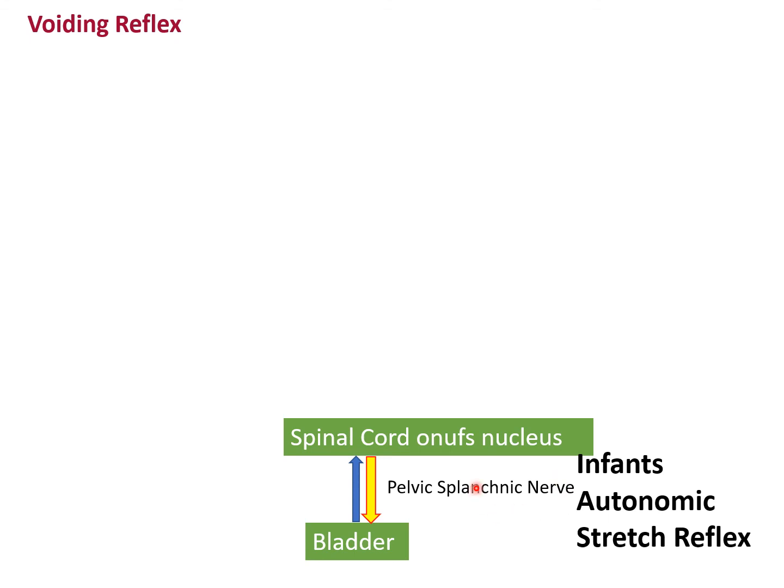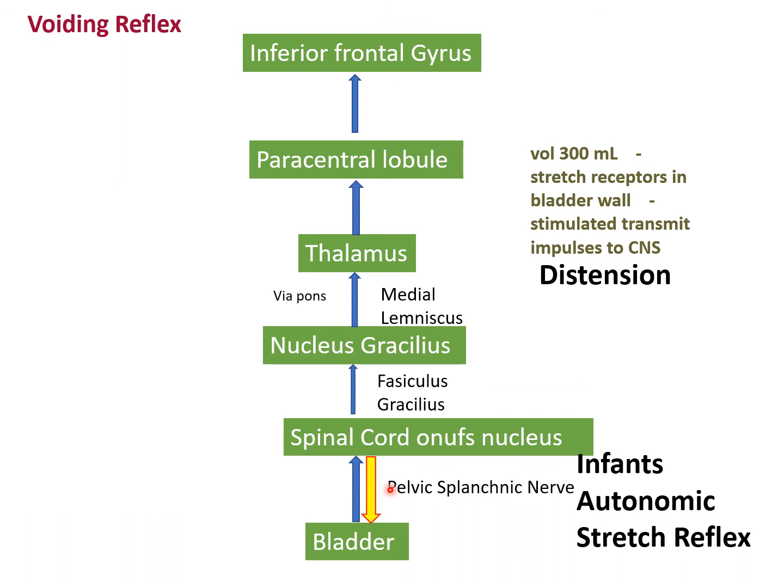Once the toilet training has taken place, now what happens? The afferent information passes from the urinary bladder, usually via the pelvic splanchnic nerves to the spinal cord, to Onuf's nucleus. From here, the information travels via the fasciculus gracilis to the nucleus gracilis, through the medial lemniscus, some fibers going on to the pons, to the thalamus, the paracentral lobule, and the inferior frontal gyrus.